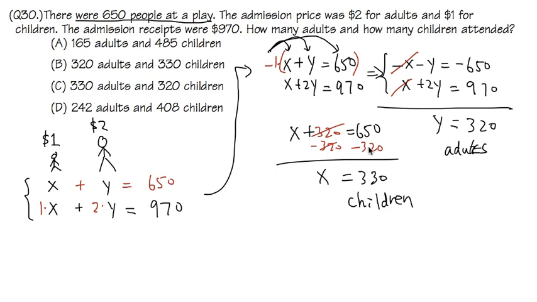So we have 330 children, 320 adults. And that's answer choice B right here.